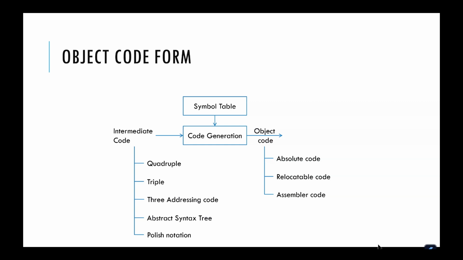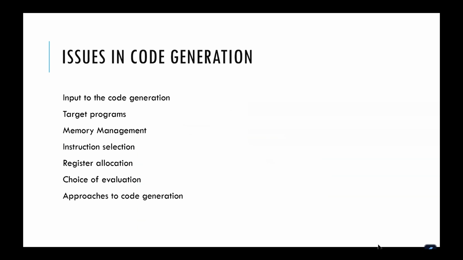Next, we will see what the issues in code generation are. Just briefly, I am going to discuss the remaining topics. In the issues in code generation, we have the input to the code generation. You are going to get issues while taking the input, because we have different formats of intermediate code, and based on the different formats, there are some issues.